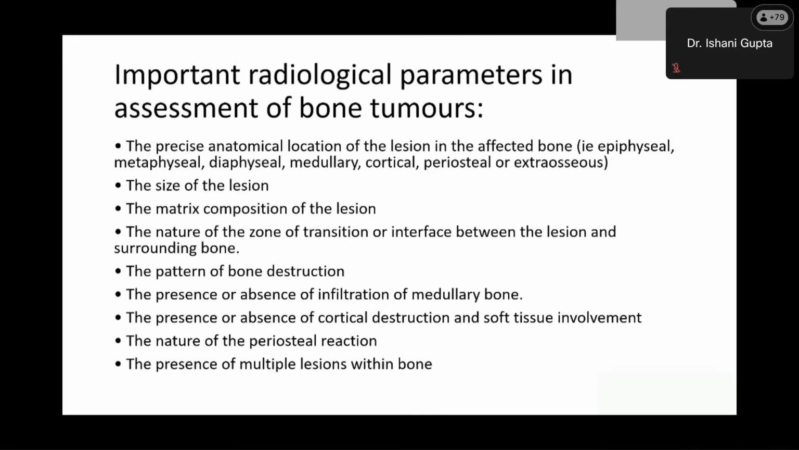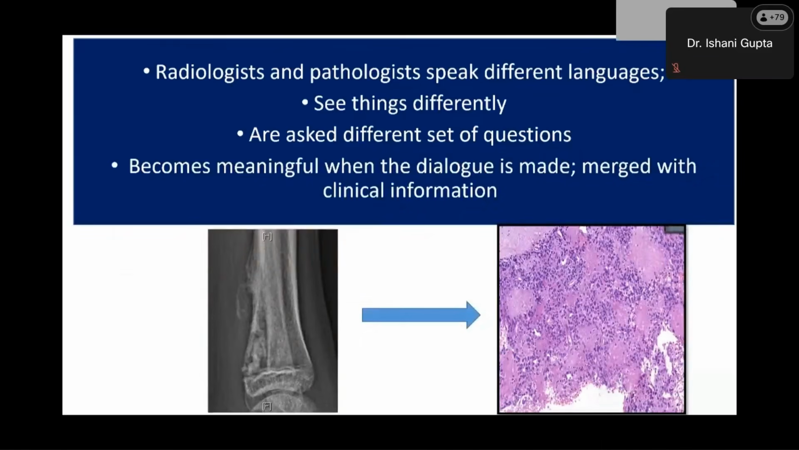Right. Excellent. You have really explained this so well on Tuesday. So the radiologist and the pathologist, Dr. Amit, we speak such different languages. Don't you agree? We see things very differently. And we are asked different sets of questions by the orthopedic surgeons, right? But it all becomes meaningful when the dialogue is made, and everything is merged with the clinical. I think one question is very common, that is whether it is benign or malignant. That is common to both of us. And Prakash will agree with that.